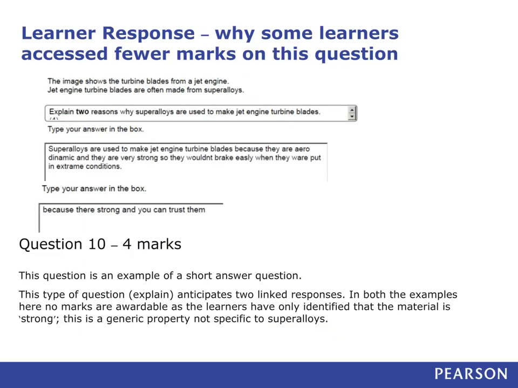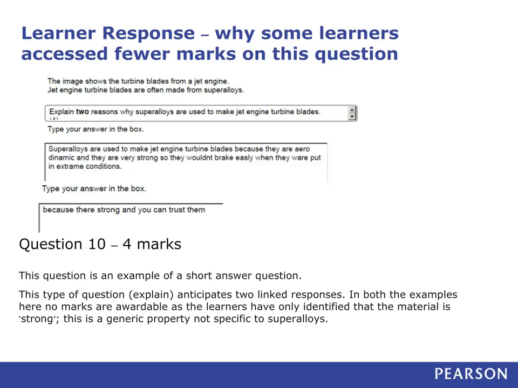Question 10. This question is an example of a short answer question. This type of question, explain, anticipates 2 linked responses. The question assesses knowledge of superalloys from topic B1, Modern and Smart Materials in Engineering. Learners found this question challenging, with few demonstrating an understanding of the unique properties of superalloys and why they are ideally suited for use in jet engines.